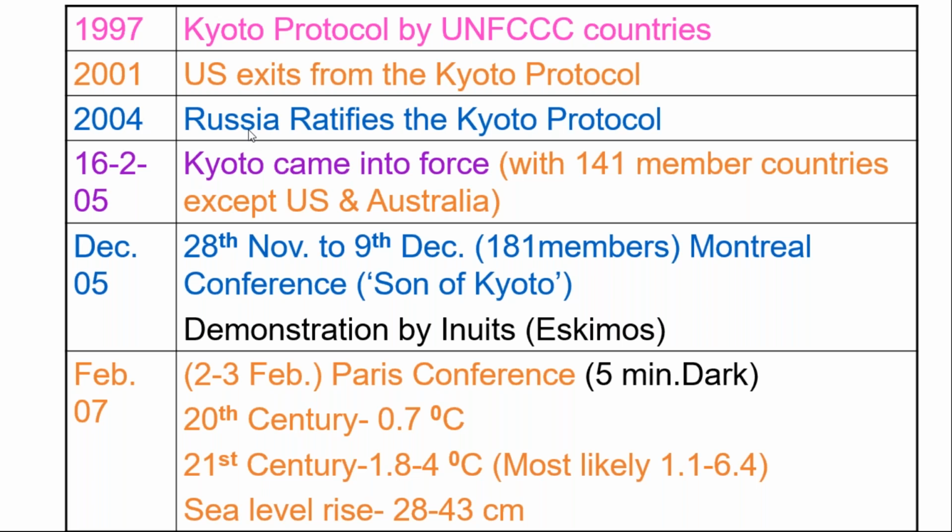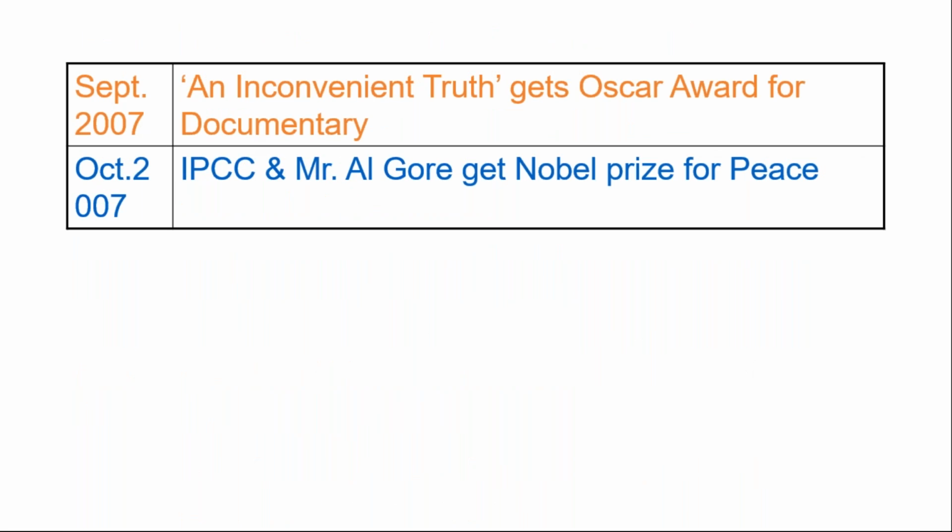Then in December 2005, from 20th November to 9th December, there were 181 members instead of 141, and the Montreal Conference, that is son of Kyoto, with a demonstration by Inuits, Eskimos. Then in 2007, the Paris Conference, and some other things were observed in 2007, and this data was going to be published in 2007. Then in September 2007, An Inconvenient Truth got an Oscar award for the documentary.